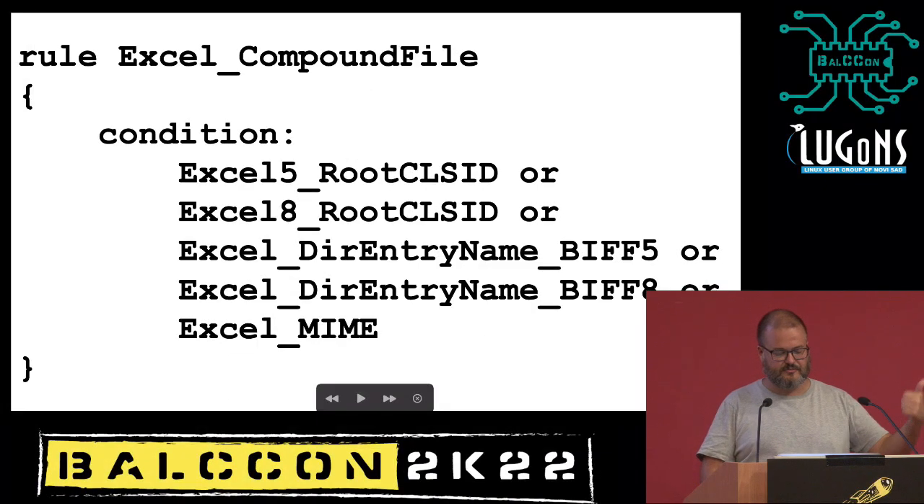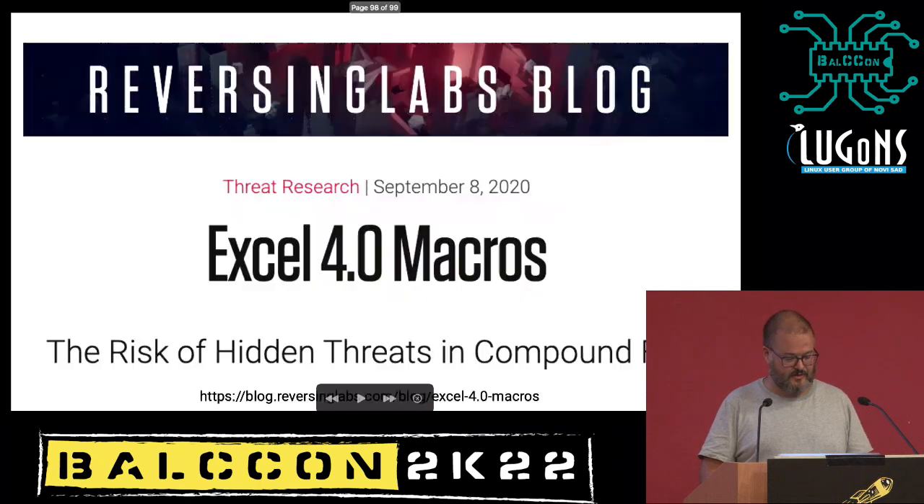So if it matches the root CLSID for Excel 5, if it matches the root CLSID for Excel 8, and then if it matches the DIR entry name for BIFF 5, BIFF 8, either book or workbook, or if it just matches the MIME. And so these are all the different possibilities of matching an Excel compound file.